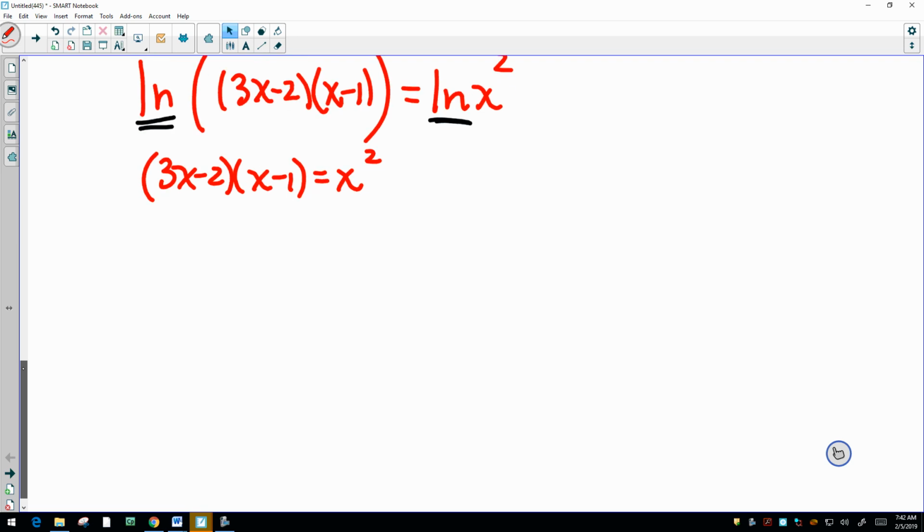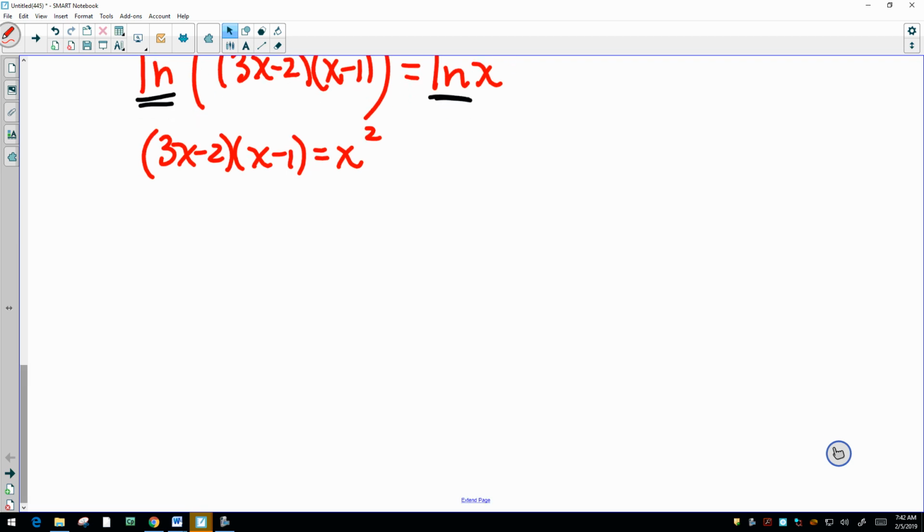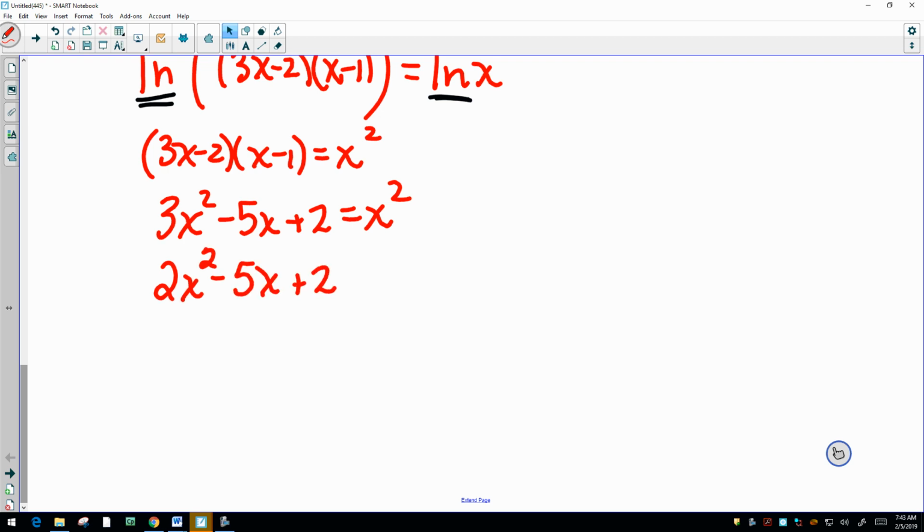So we're going to expand this out. We're going to do a little distribution here. And if we expand, we're going to have 3x squared. Outside we get negative 3x. Inside we get a negative 2x, so there's a negative 5x plus 2 equals x squared. So what we want to do is get everything on one side, so I'm going to bring our x squared over. So that gives us 2x squared minus 5x plus 2.